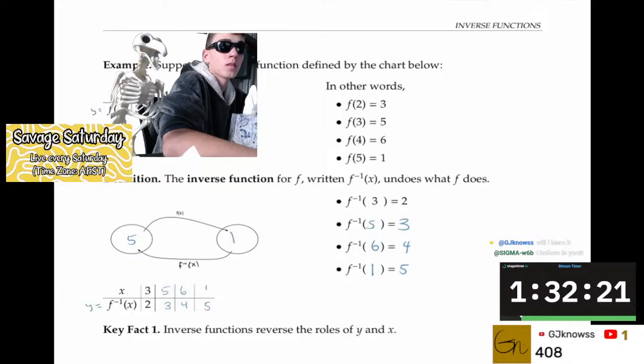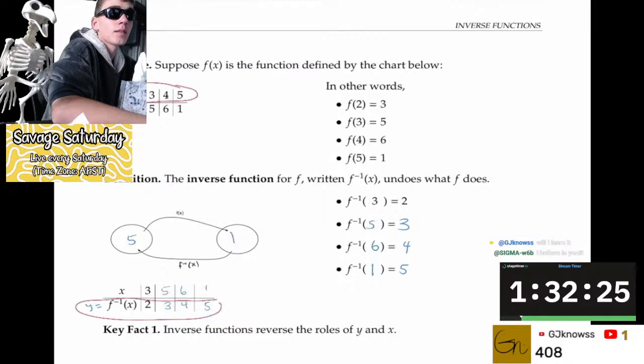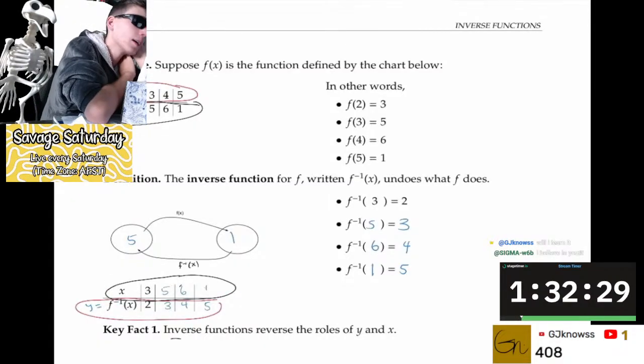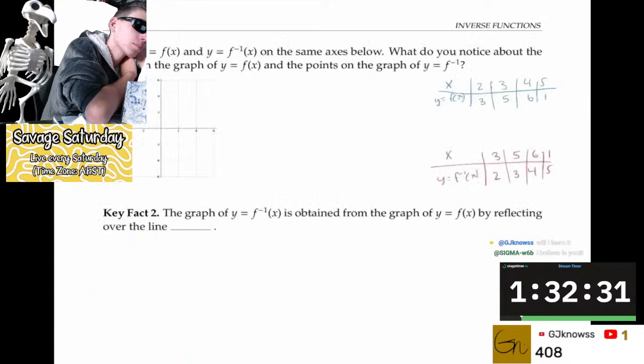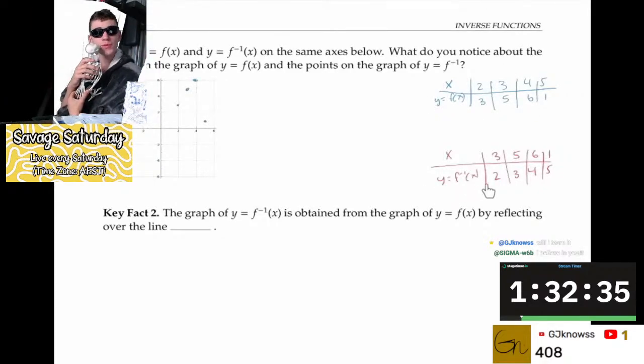They share the same numbers, but the x values for f of x correspond to the y values for f inverse of x, and the y values for f of x correspond to the x values for f inverse of x. That leads us to the first key fact. Inverse functions reverse the roles of y and x. I'm going to plot points for y equals f of x in blue. Next, I'll plot the points for y equals f inverse of x in red.